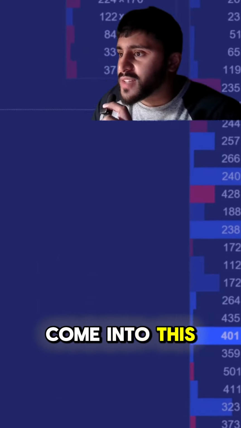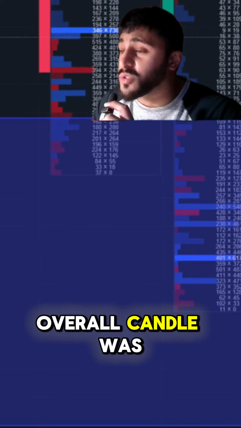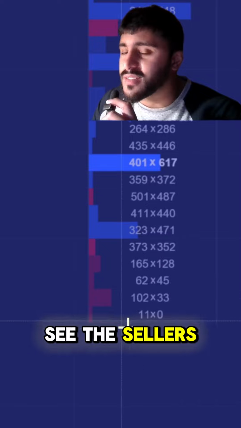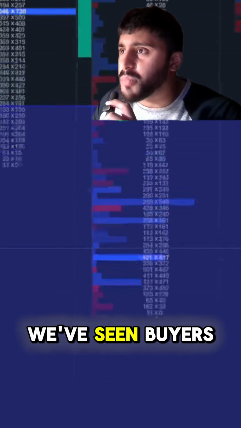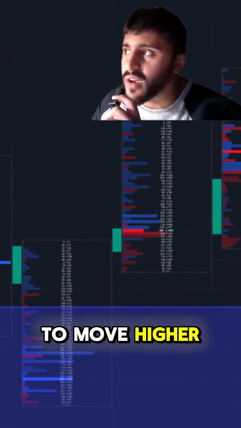Now, as we come into this area, we can see a huge amount of buying volume, even though the overall candle was, yes, a green candle. We see so many buyers stepping in this region, and we actually see the sellers failing at the bottom. So the fact that we've seen buyers step in from this zone indicates that the market is willing to move higher in the first place.